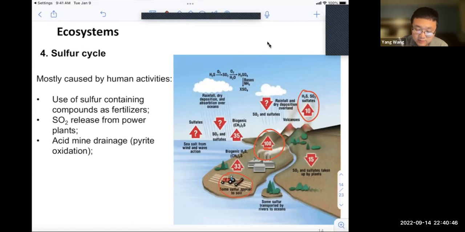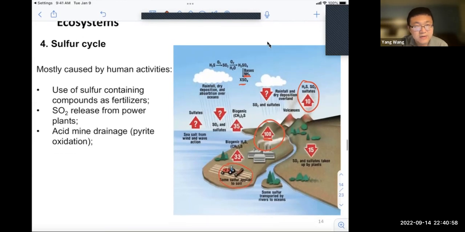And also they can combine with other species like ammonia and form some salts, and then they can get back to our ecosystem. Okay, so the human activities that are affecting the sulfur cycle include the following. For example, the use of sulfur-containing compounds as fertilizers, and also sulfur dioxide being released from the power plants. And furthermore, the acid mine drainage.